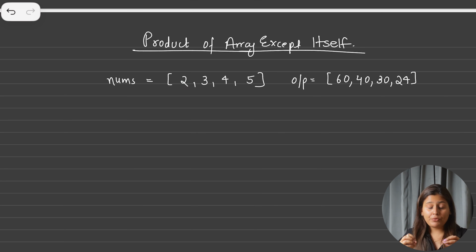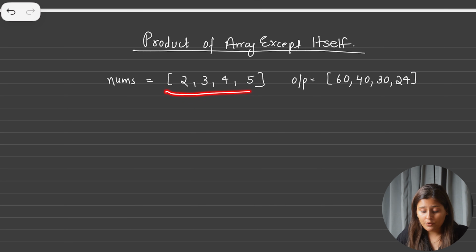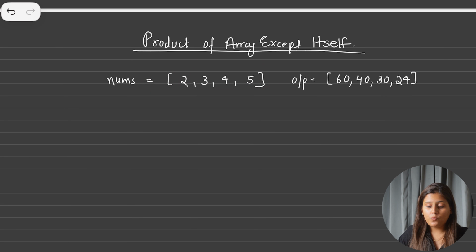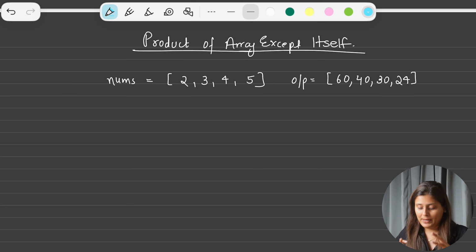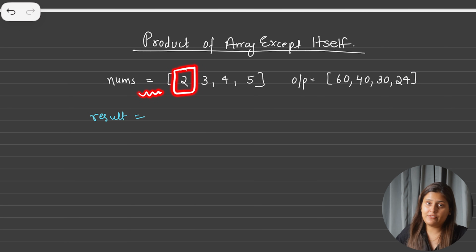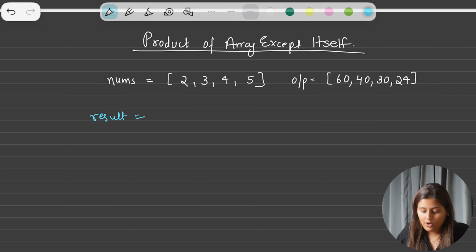How? Let's see. We want the product of all numbers for this index except itself, correct? Yes. So what prefix idea will we apply here? Let's start from the left side, and then we will do the right side. So for 2, what do you think? What should be the product from the left side? Obviously 1. If nothing is there, obviously 1, correct? So we will say only 1.